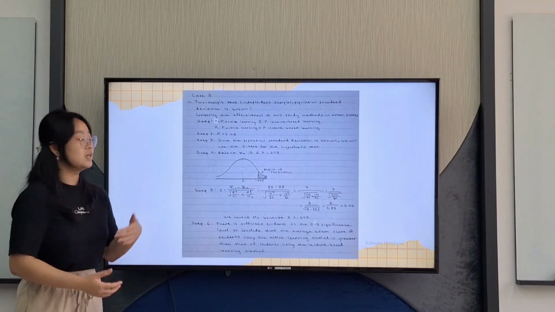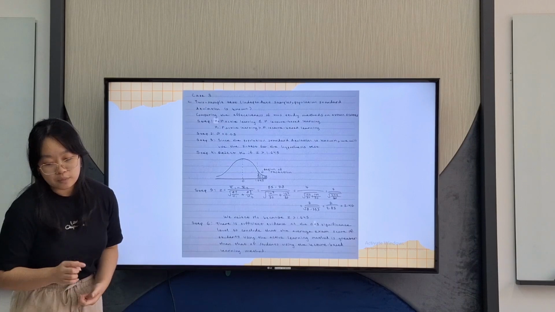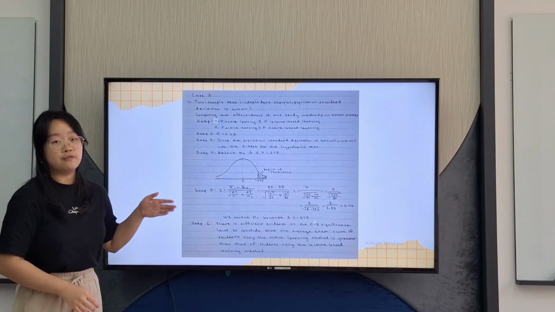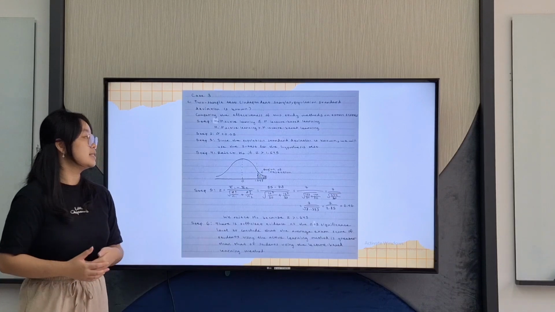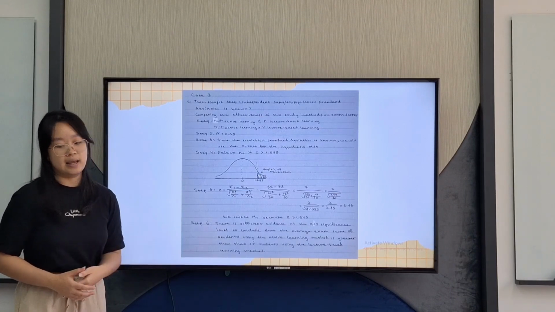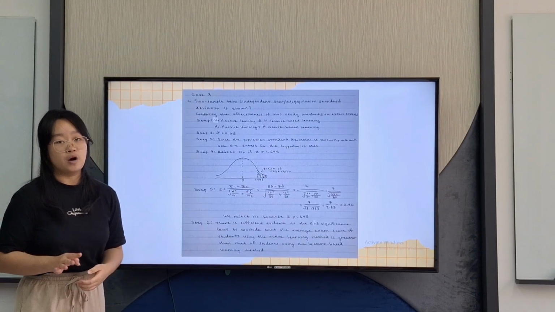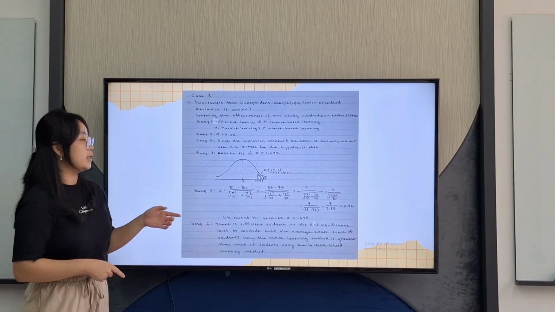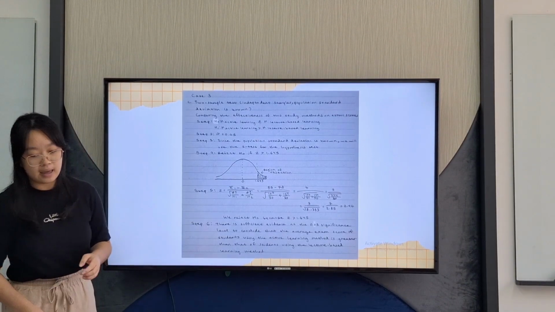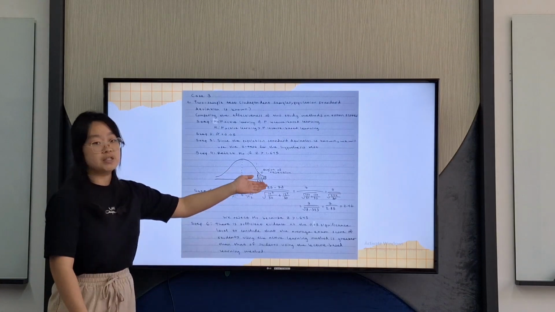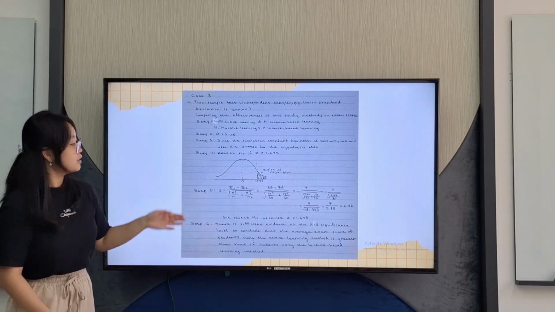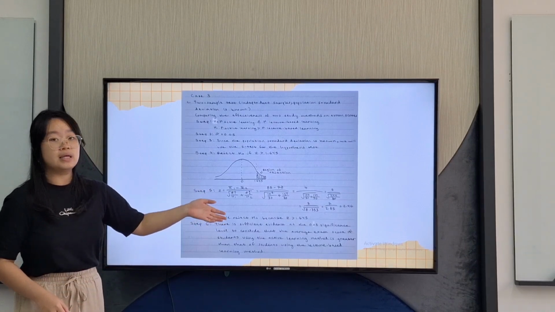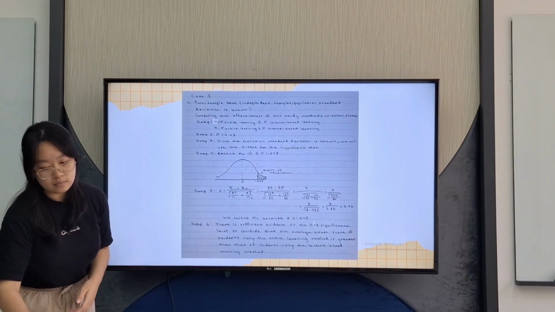Next, step 2 is the level of significance, which is 0.05. And since the population standard deviation is known here, we will use the Z-test for the hypothesis testing. For step 4, we will reject H0 if the Z is greater than 1.645. And as we can see here, the region of rejection.